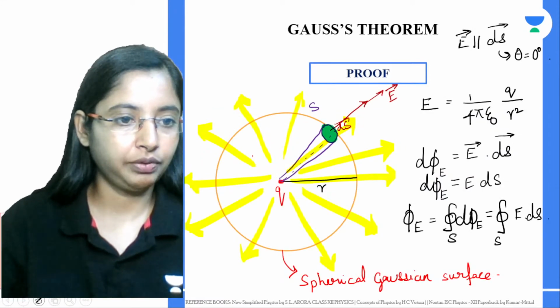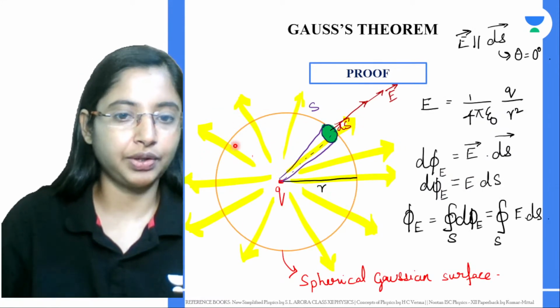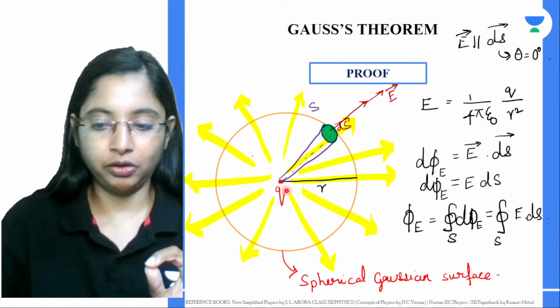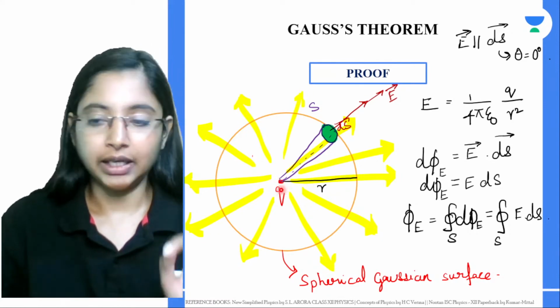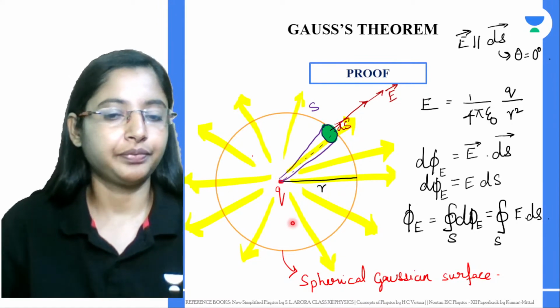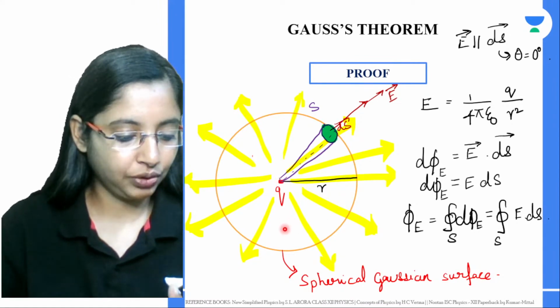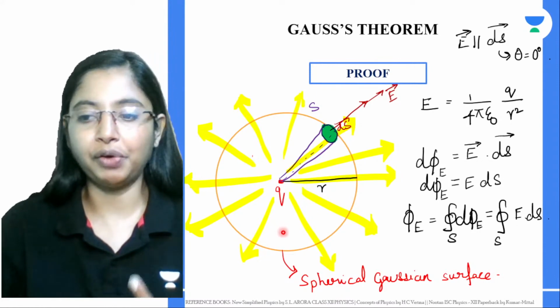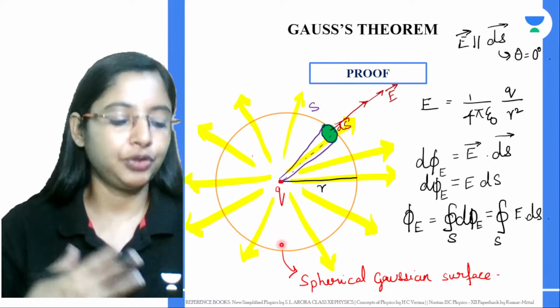What is the total flux going through a closed surface? It's 1 by epsilon naught times the charge enclosed by it. So this gives you the proof of Gauss's theorem. If you have any doubts, you can ask me.